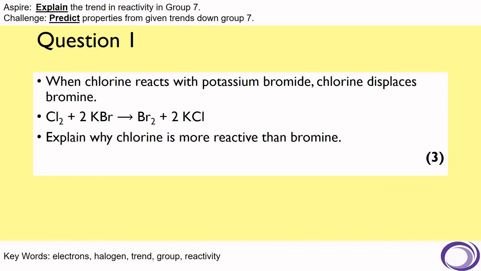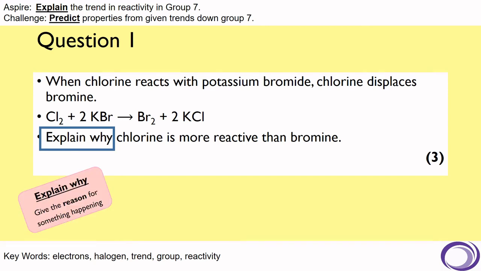Now, let's have a go at our first question on this. This is a little bit longer, so we are going to bug this. The first thing we want to look for is our command word, which is explain why. Now, remember, this means that we have to give the reason for something happening. They want us to explain why chlorine is more reactive than bromine, and they've given us some other information. When chlorine reacts with potassium bromide, chlorine displaces the bromine. And there we've got a symbol equation for this as well. They want you to use that to explain why the chlorine is more reactive than bromine.